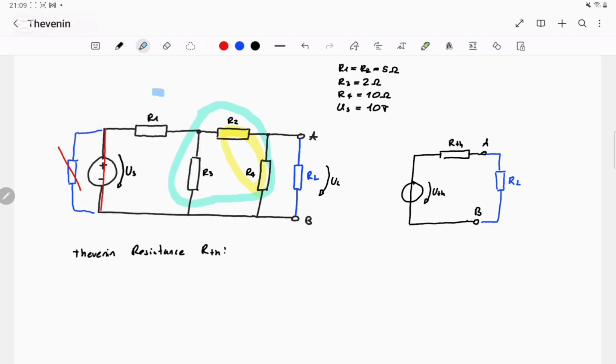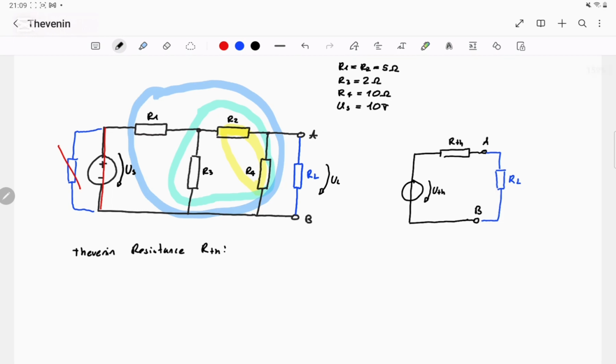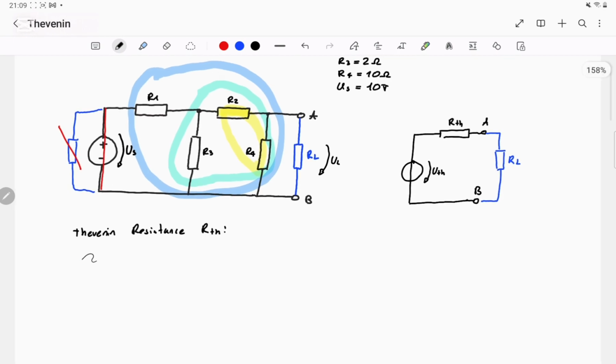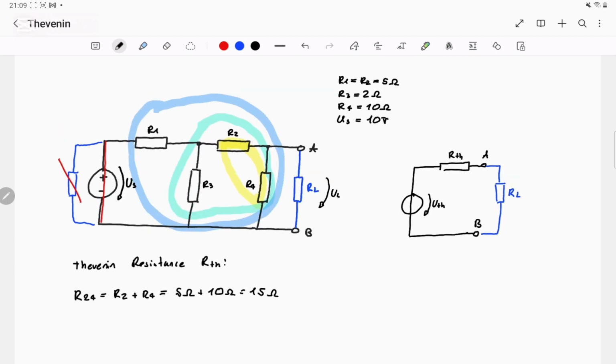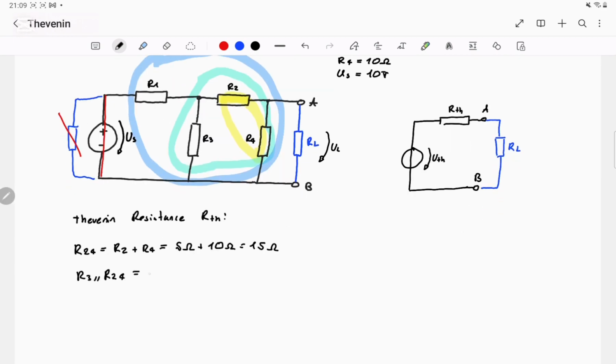Finally, this parallel combination is in series with R1, so we add R1 to the result. Assuming R1 is 5 ohms, we add that to the 1.76 ohms we just found, which gives us a total Thevenin resistance of 6.76 ohms. That completes the first part of the process.